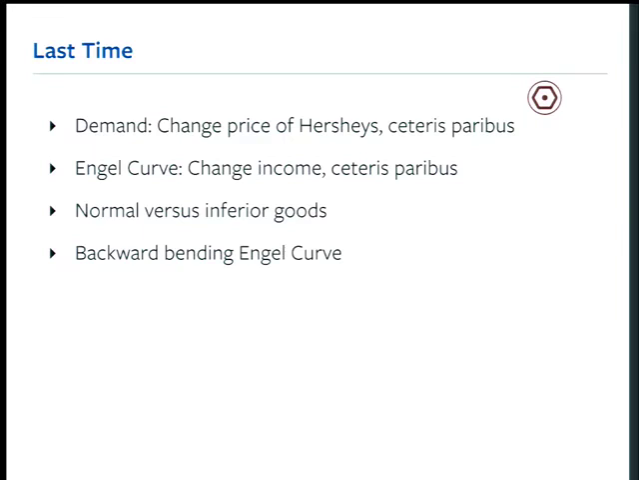Then we talked a little bit about normal versus inferior goods. If income goes up and you consume more of a good, that's a normal good. If income goes up and you consume less of a good, that's an inferior good. So chocolate versus cup of noodles. Then I closed with this notion of a backward bending Engel curve, which means that a good, to some people, can be both a normal and an inferior good, just depends on over what range of income.